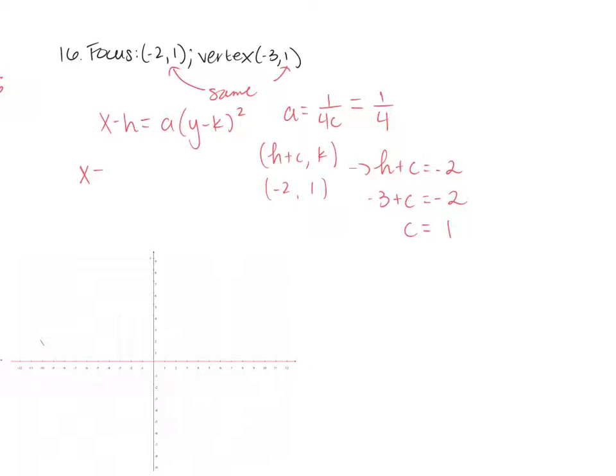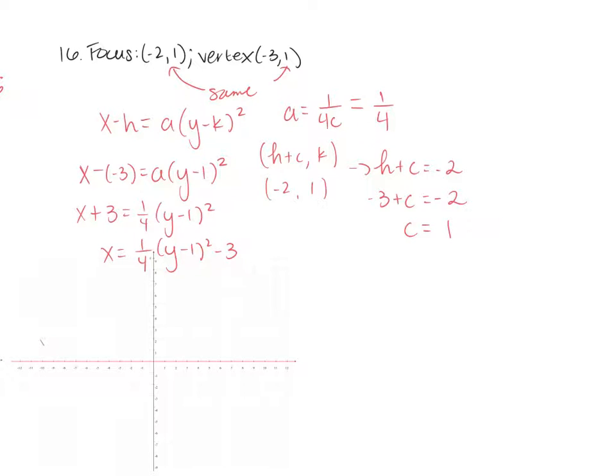So the equation of my parabola is going to be x minus negative 3 is equal to a times y minus 1 squared, and then plug in my a, so I get x plus 3 is equal to 1/4 times y minus 1 squared, and then I rewrite this to be x equals 1/4 times y minus 1 squared minus 3. And now all I gotta do is graph this thing.